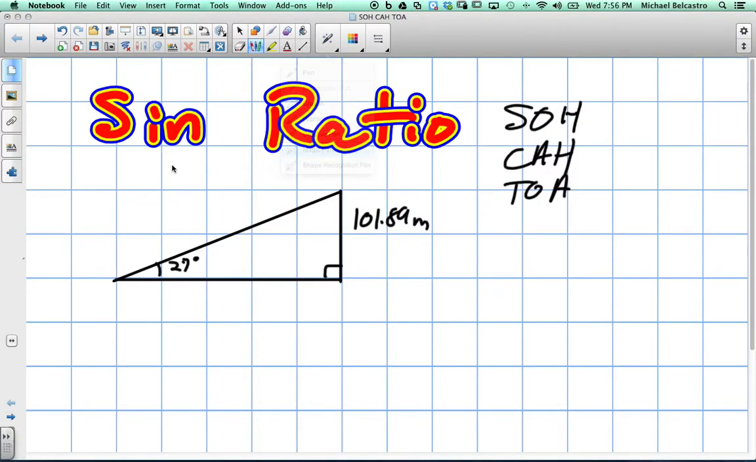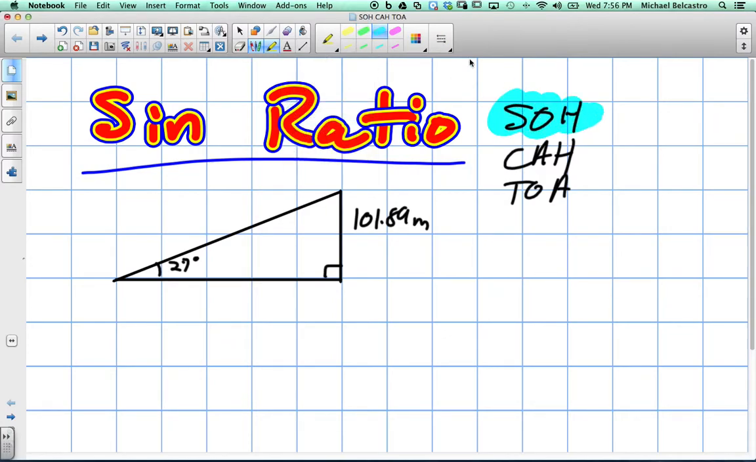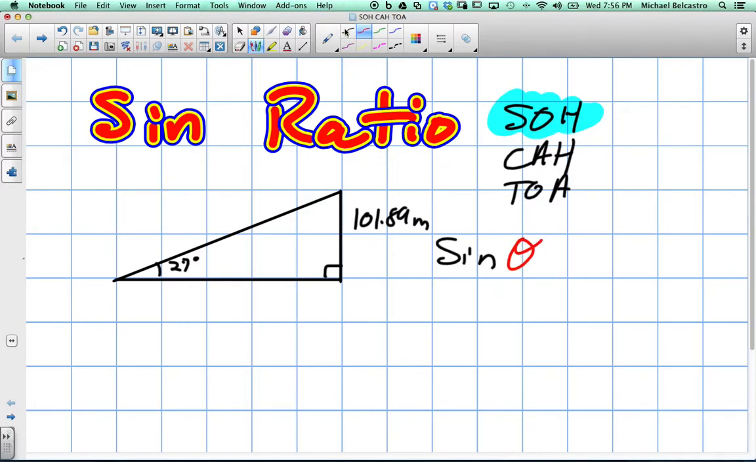Okay, we're going to go over sine ratio. And the sine ratio in that SOHCAHTOA is the SO. So what it means is sine theta, theta being the angle, is equal to the opposite side of the triangle divided by the hypotenuse. Great, so let's try to solve for it.